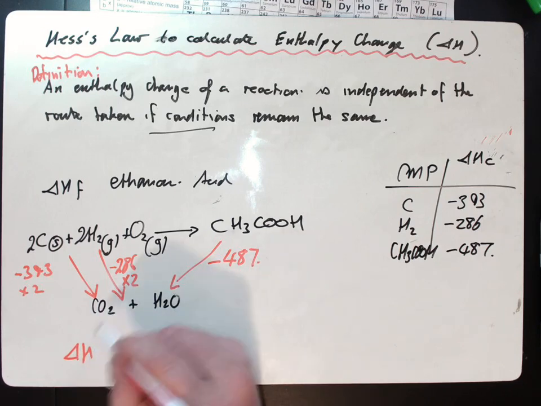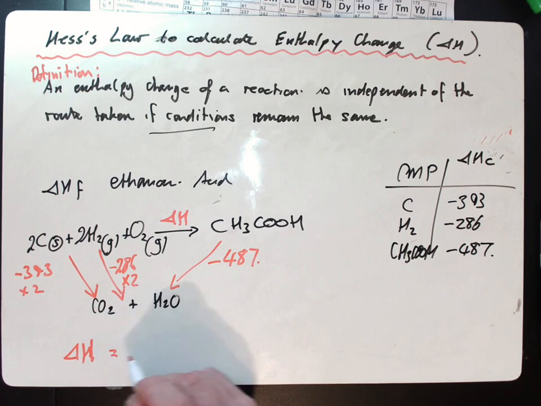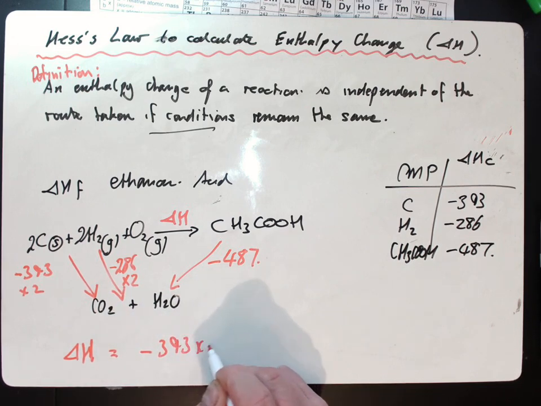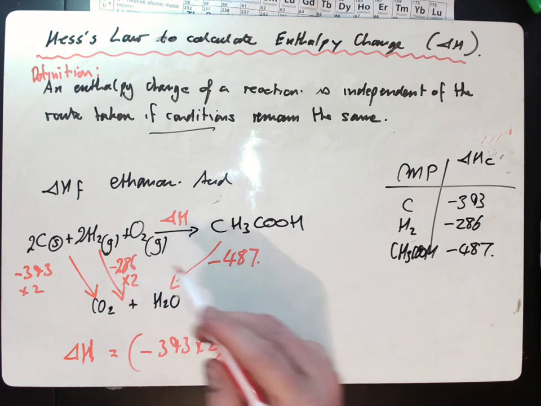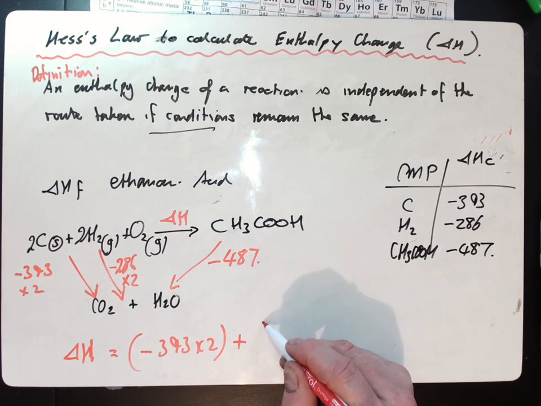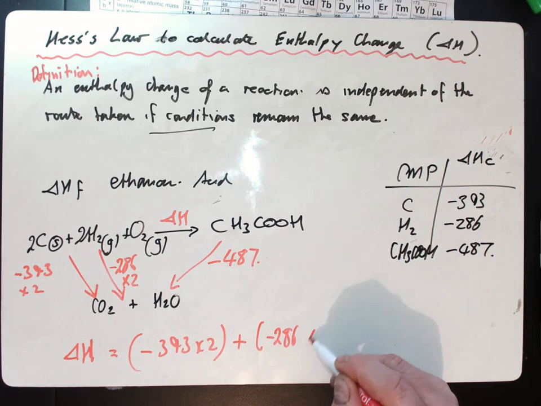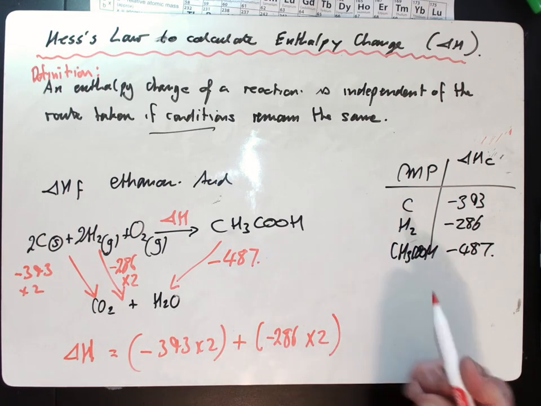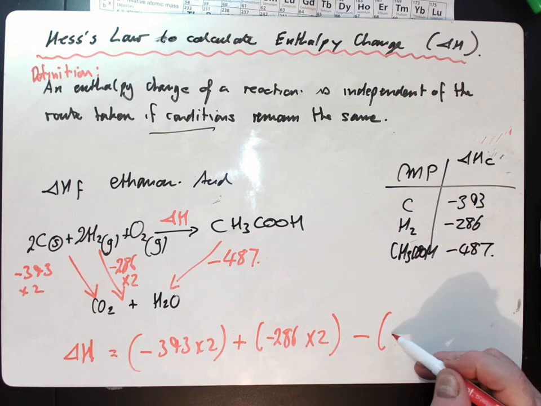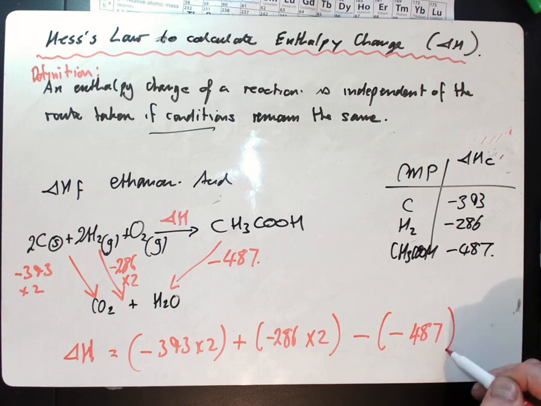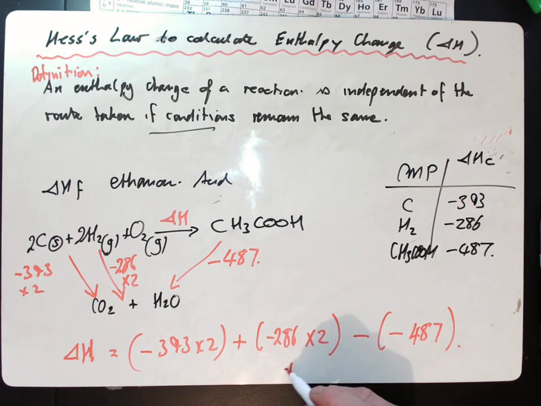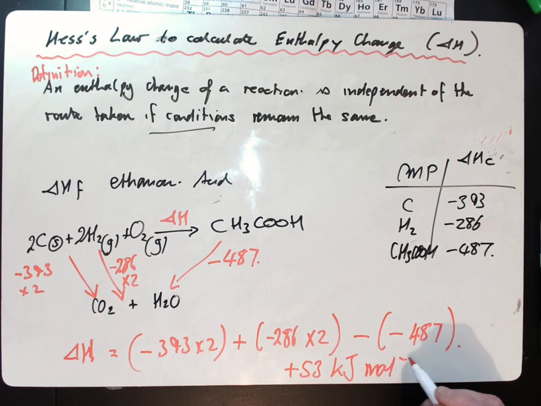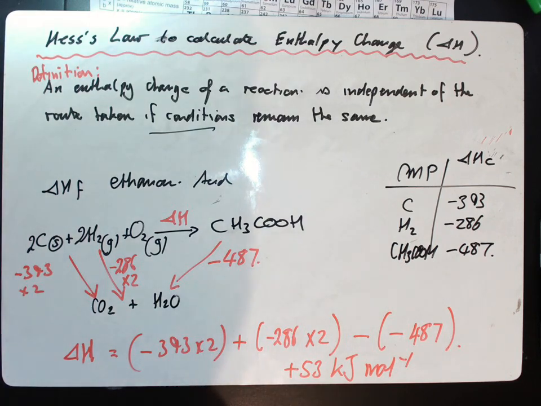So let's do my delta H, which is what I'm trying to calculate, equals minus 393 times 2, plus minus 286 times 2, and then this is the one that's going against me, so it will be take that away, so minus or plus that, and if we do that all, we will get an enthalpy change of positive 53 kilojoules per mole.